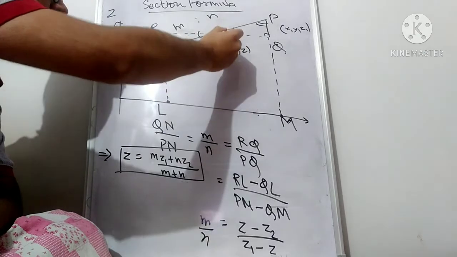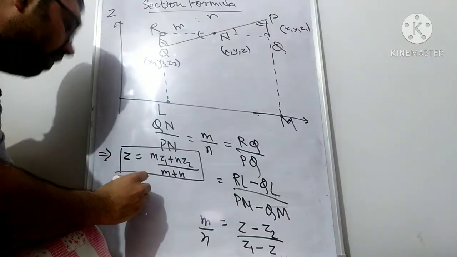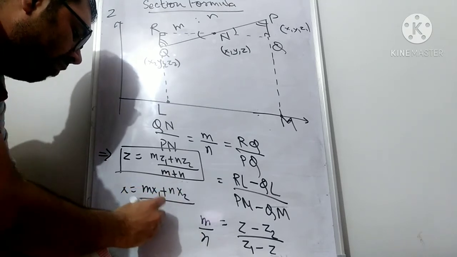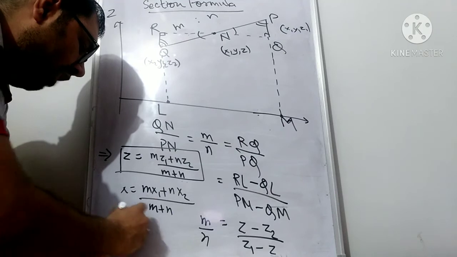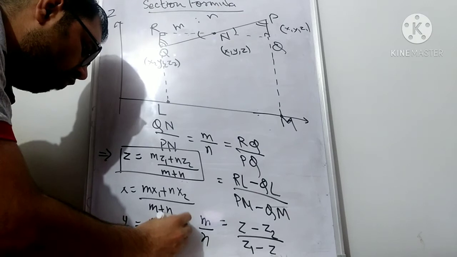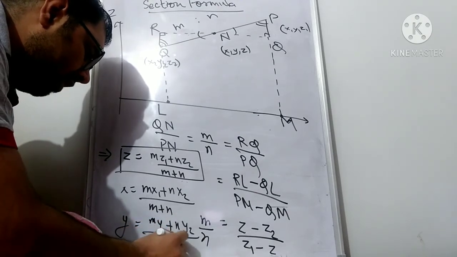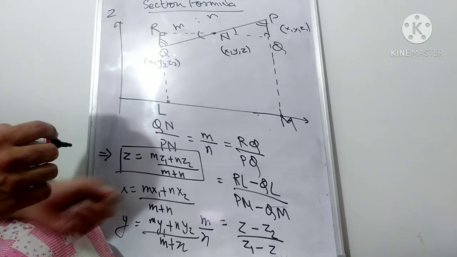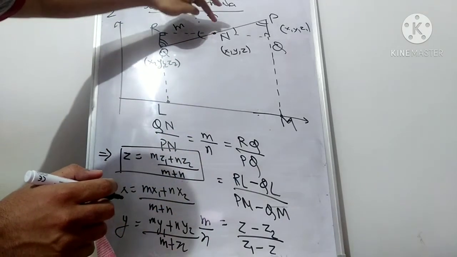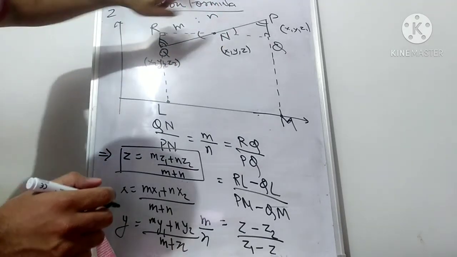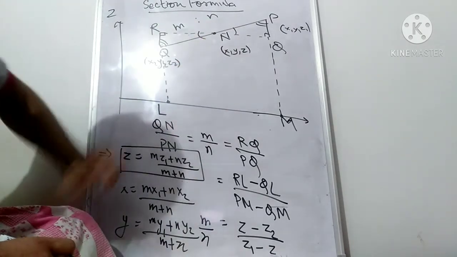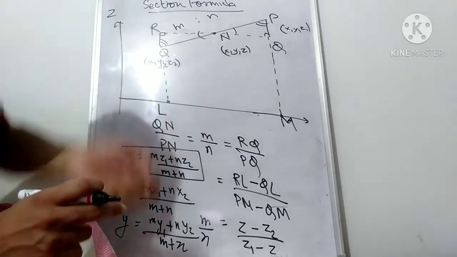So the x coordinate for N can be written as m into x1 plus n into x2 divided by m plus n. And similarly, the y coordinate for N can be written as m into y1 plus n into y2 divided by m plus n. So this formula is called the section formula, and whenever we want to find the coordinates of a point which is dividing the line segment joining two points in a particular ratio, we can utilize that ratio and apply the section formula.